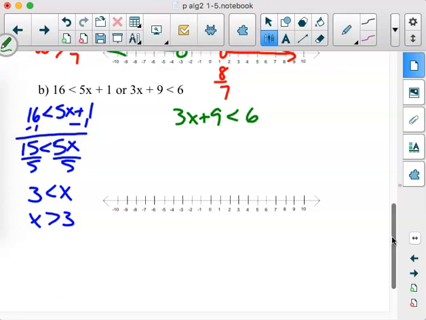Step 1. Subtract the 9. Then divide by 3. Any flipping for dividing by 3? No. So if what we write down is positive, there'll be no flipping.